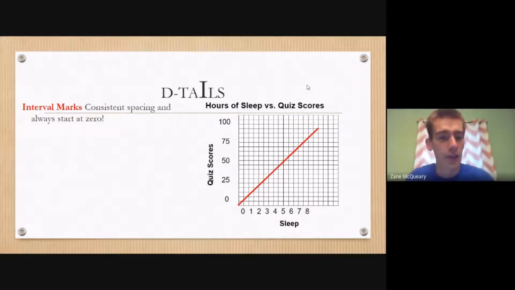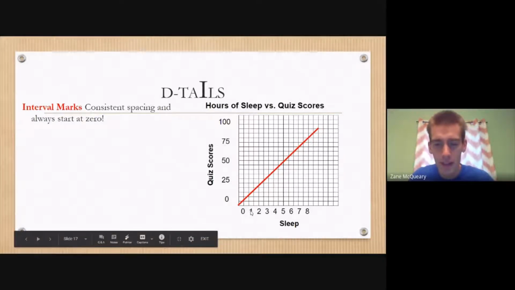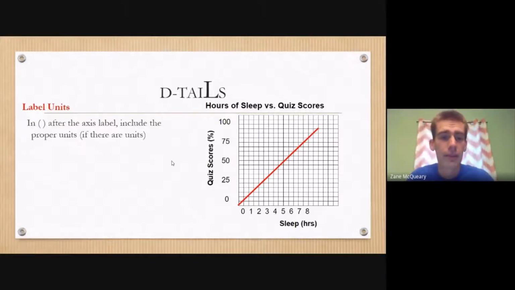I for interval marks. You need consistent spacing, and you need to start at 0. In this case over here, this is an example where they didn't do that. You can see that they're spaced out a little weird here in the beginning on the x-axis. The y-axis looks decent, but in both cases, they decided to not start at 0. That can be misleading.